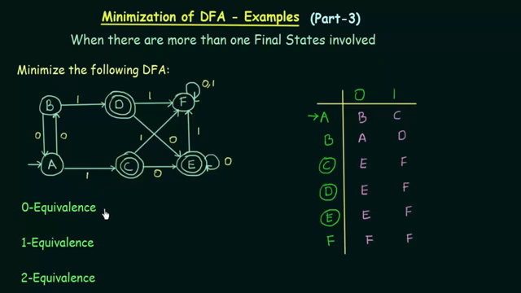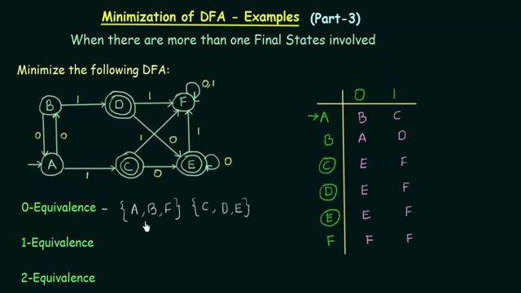Okay, so how do we do this? We do this by starting off by writing the equivalences. So let's start with the zero equivalence. And how do we write the zero equivalence? For zero equivalence, you just put the final states in one set and non-final states in another set. So let me first make a set of non-final states, which are A, B and F. These are my non-final states. And what are my final states? C, D and E.